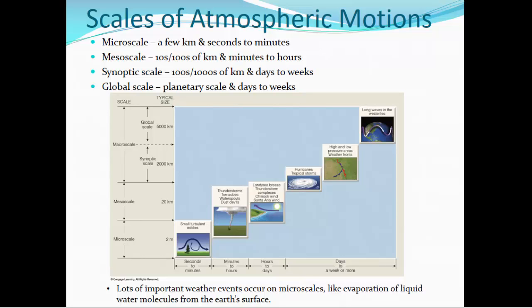And I did just want to mention one other thing. That word synoptic, funny word, means at the same time. So when we're looking at a synoptic scale wind or synoptic scale weather map, we're looking at a map showing what's happening with the weather across a large area at the same time. And lots of very important weather events do occur at those microscales, things like evaporation of liquid water from the Earth's surface.